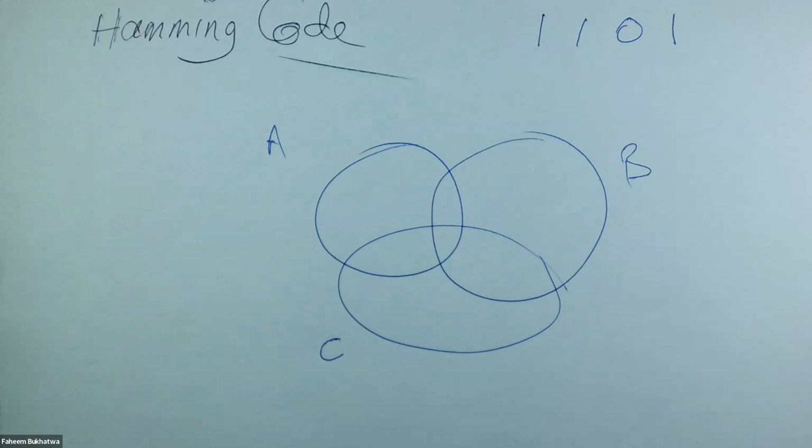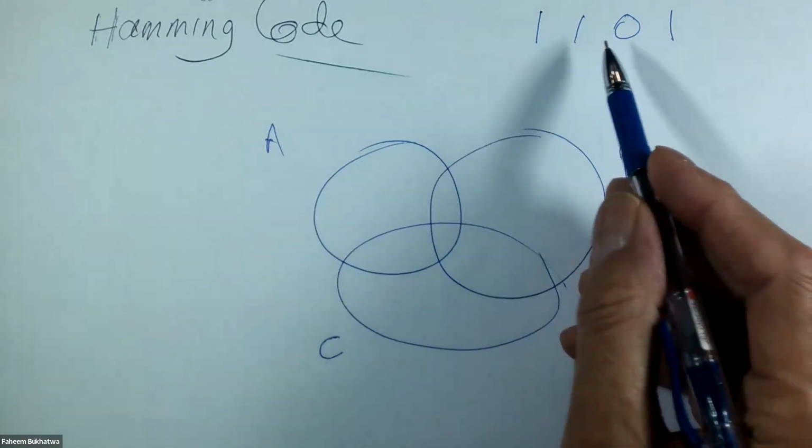Now, the way Hamming code works is it splits the data into separate areas, and then if an error happens that affects two areas, it knows which bit it is, so it can actually pinpoint the bit. So imagine that's the data.